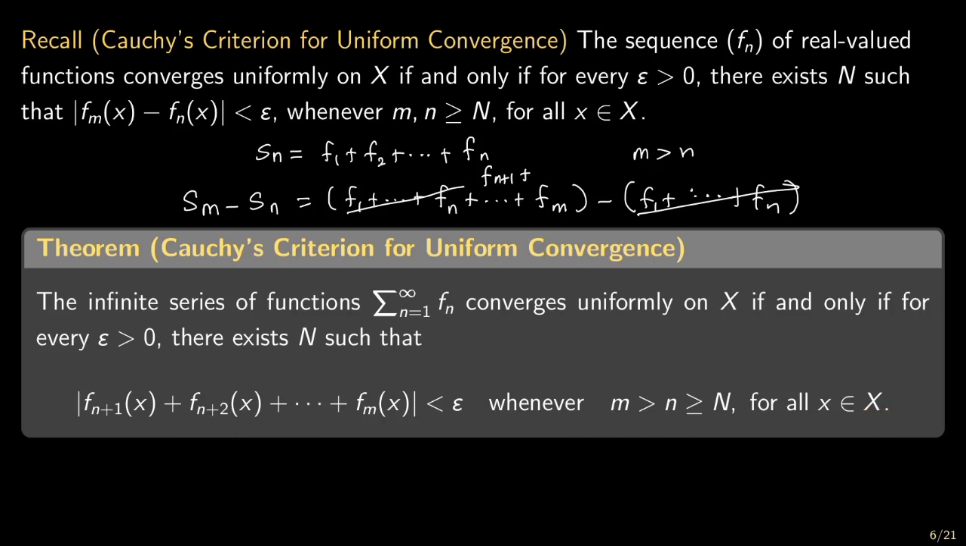Here, take note that we assume without loss of generality that m is greater than n, because if m and n are two different integers greater than or equal to n, certainly one of them is bigger. So without loss of generality, in this case, we always assume that m is greater than n.